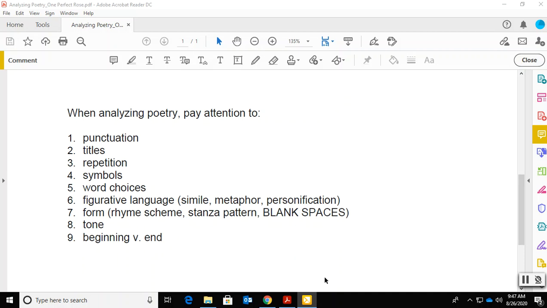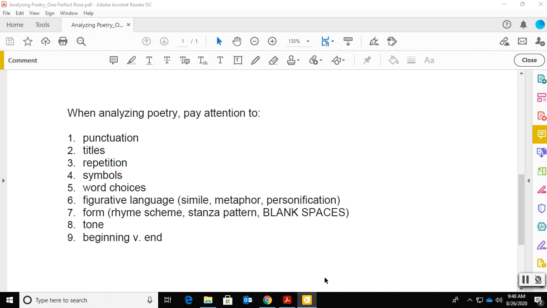Many students are daunted by trying to analyze poetry. They're given a poem and asked to analyze it, and they don't know where to start, and they don't know what to do, and they freak out. So I want to give you a few key items in any poem to look for that will help you analyze what is going on in a very compressed piece of literature.